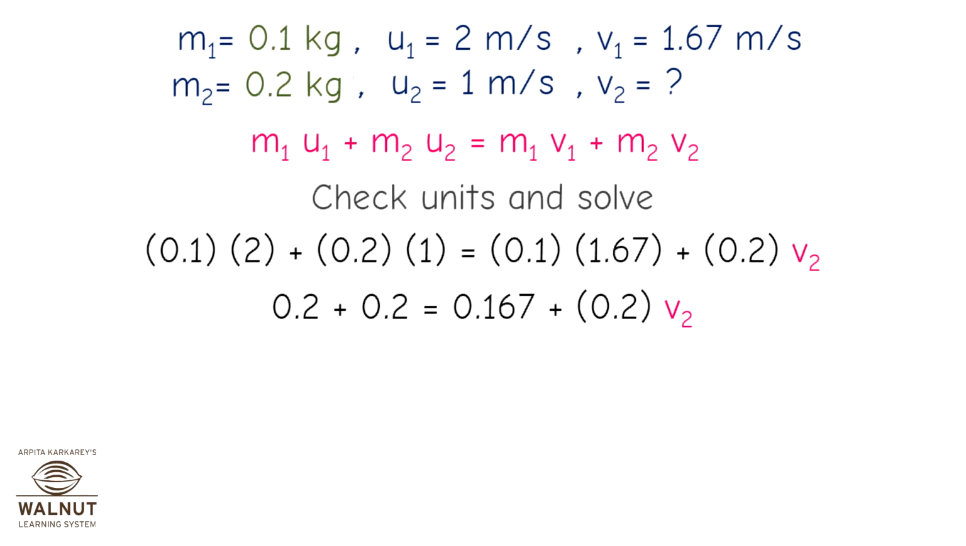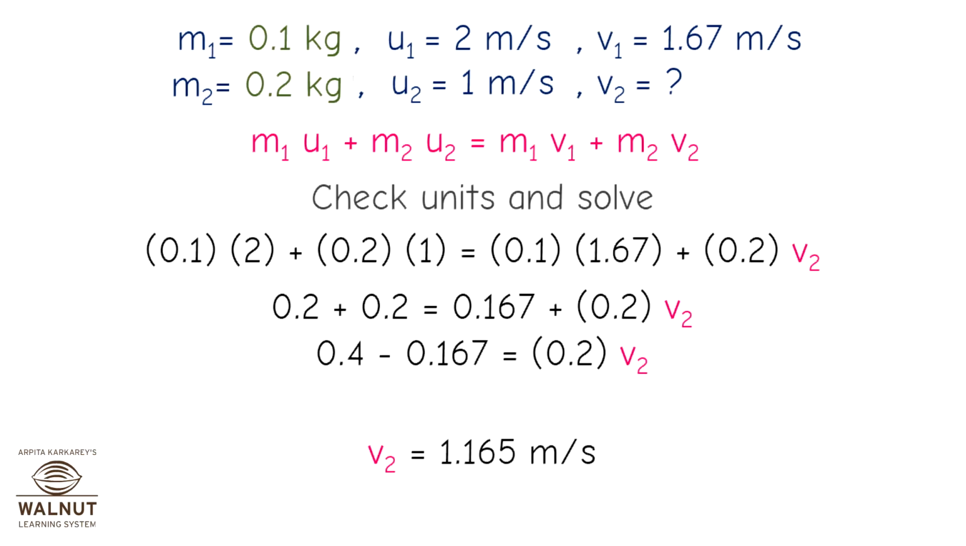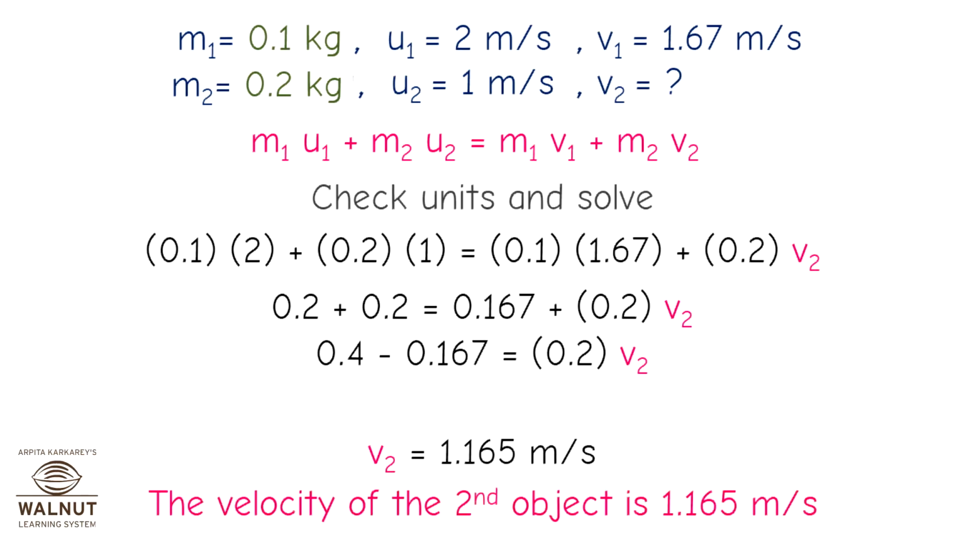0.2 plus 0.2 is equal to 0.167 plus 0.2 into v2. Therefore, 0.4 minus 0.167 is equal to 0.2 into v2. Therefore, v2 is equal to 1.165 meters per second. Therefore, the velocity of the second object is 1.165 meters per second.